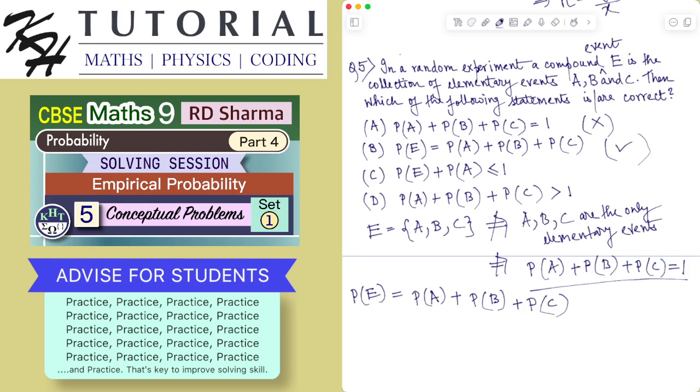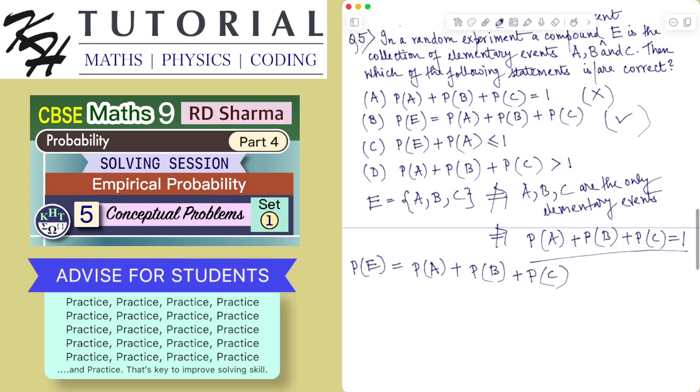What about choice C? It says that probability of E plus probability of A is less than or equal to 1. No, not necessarily. If there is a compound event, the sum of the probability of a compound event and an elementary event could be more than 1.